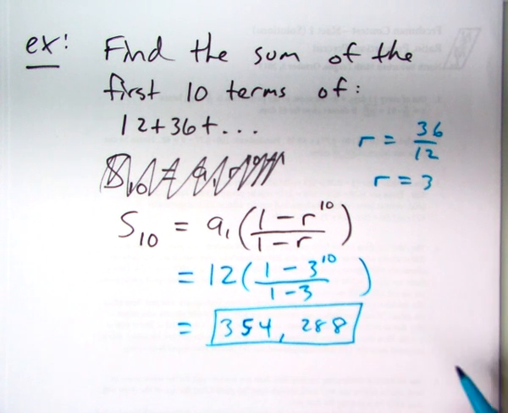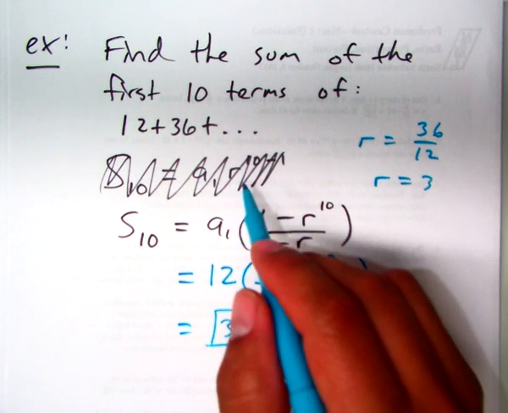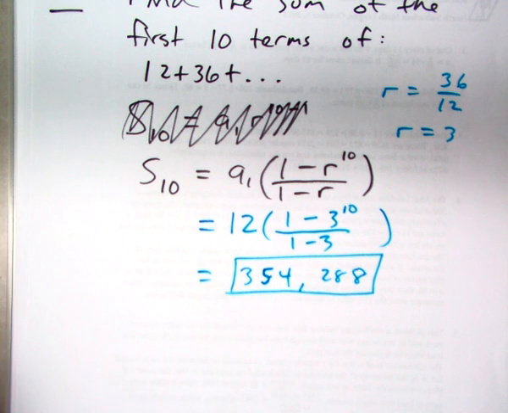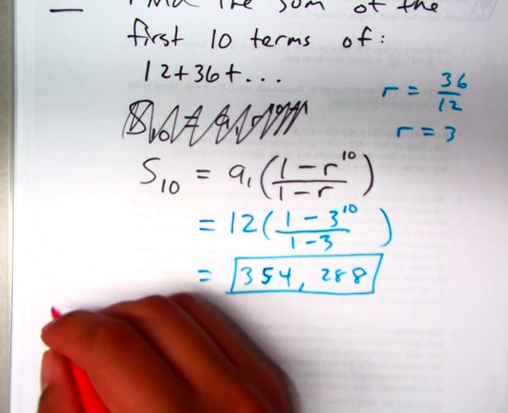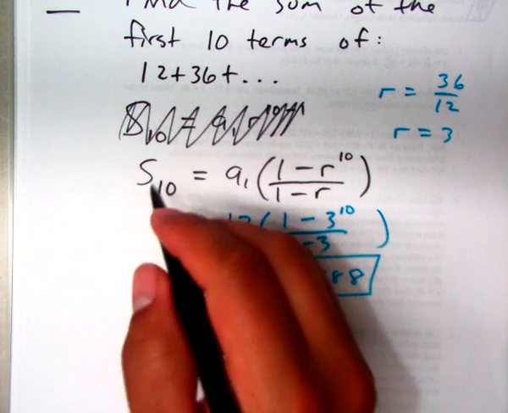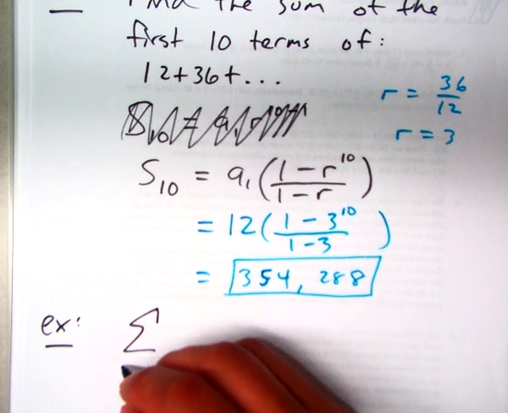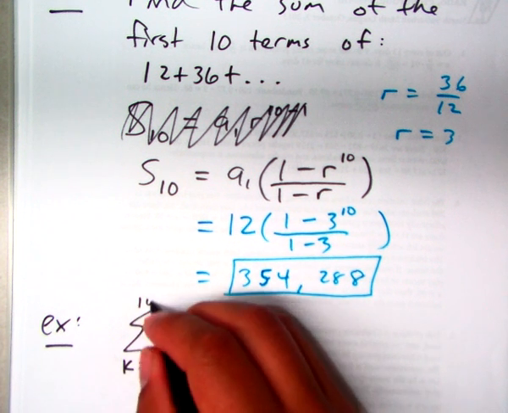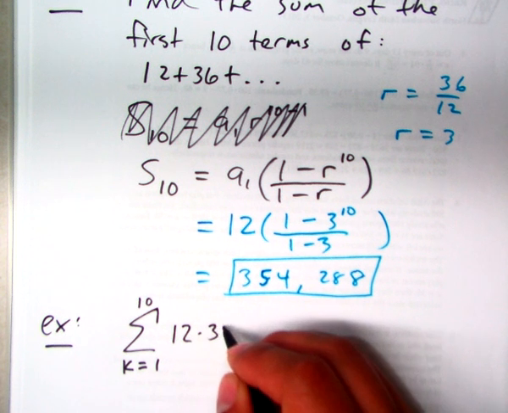And this is how to work with the formula for a geometric series where you're just adding up a few of these examples, or a few of these terms. Here's another one. Let's say we have the sum from k equals 1 to 10 of 12 times 3 to the k minus 1.